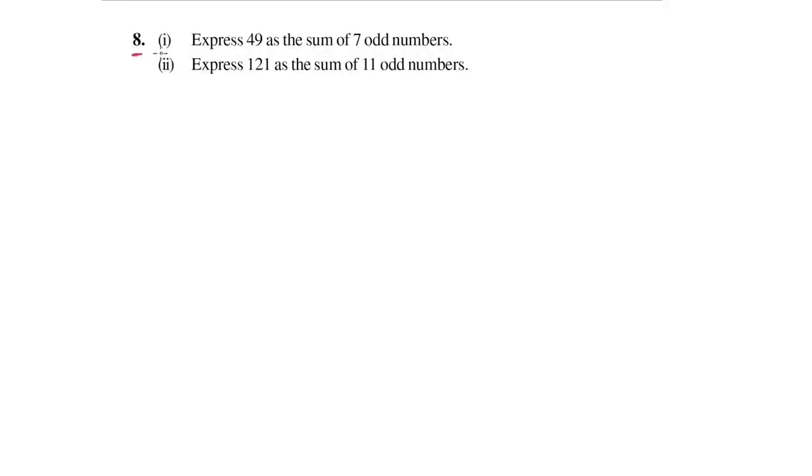Question number 8 has two parts. In the first part, it is given to express 49 as a sum of 7 odd numbers, and in the second part, express 121 as a sum of 11 odd numbers. Before proceeding further, we have to note that 49 is the square of 7, right? And we have to express 49 as 7 odd numbers. Likewise, 121 is the square of 11, and we have to express 121 as the sum of 11 odd numbers.